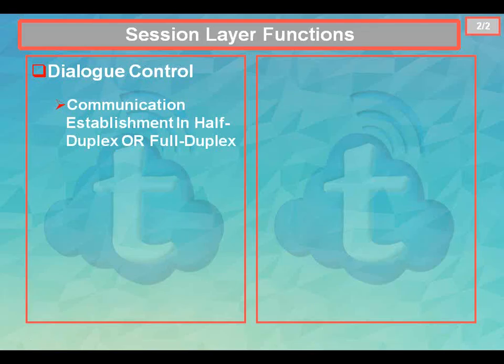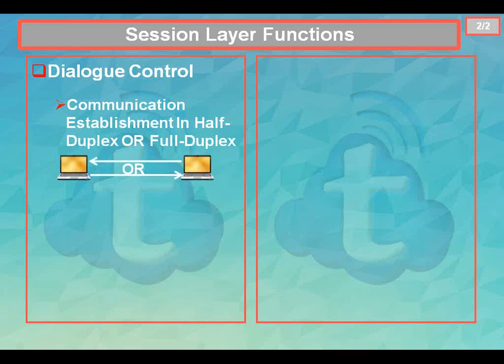Communication establishment in half duplex or full duplex will be decided by the session layer. What are half duplex and full duplex? Half duplex is where only downlink is happening or uplink is happening, not at the same time. Either downlink or uplink. That means either your application is sending the data or your application is receiving the data, not at the same time. That's half duplex for us.